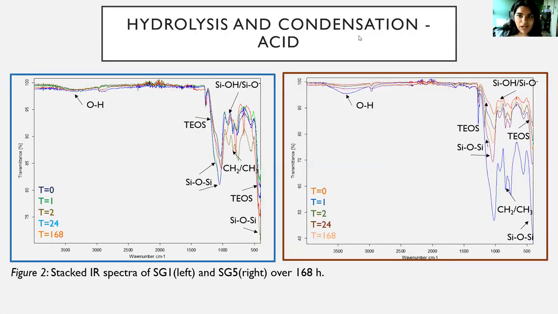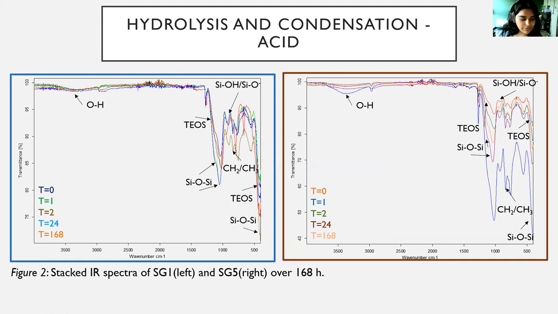So I used infrared spectroscopy to monitor the rate of these bonds forming over time, over 168 hours, and that's just what I've shown here. The main peaks to see were the TEOS peaks, the silica precursors, and then in the end, it's the silicon-oxygen-silica bonds that we wanted to look at and see how these formed.